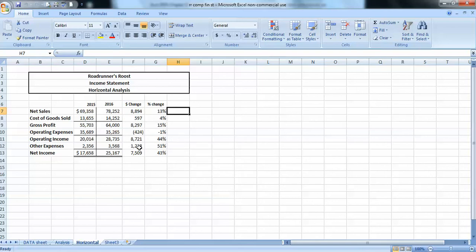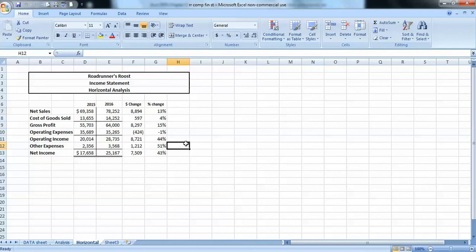Now, if we look at other expenses, we see that other expenses did increase by 51%, which may be a lot of money, but if that 51% was used to leverage perhaps a building, we're paying more in interest because we decided to expand our operations. It would depend on what caused that 51% increase.